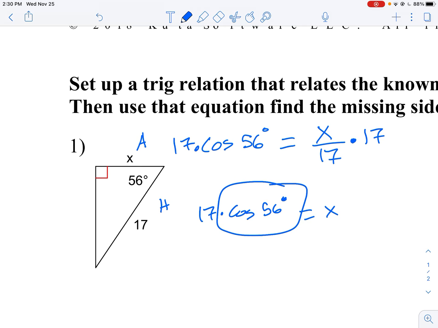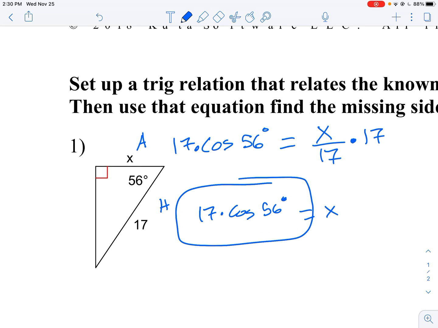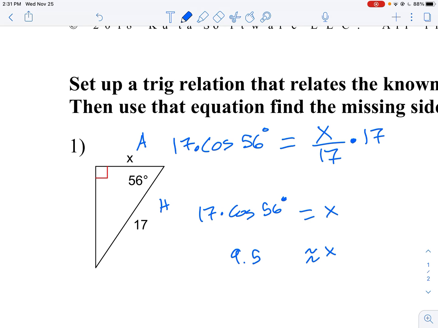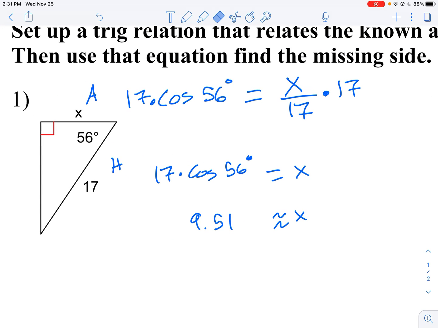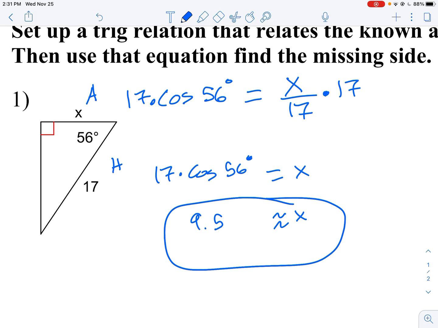And this is something you can put in your calculator. In fact, you can put the entire right side here in your calculator, and it's going to be an infinitely long decimal. So I'm going to get an approximation for x. I'm going to punch it in my calculator, 17 times cosine of 56 degrees. And I get about 9.50627. It kind of goes on forever. So I'm going to round that off to be 9.51. I want you guys to round to the nearest tenth, so I'm going to round to my first decimal place instead of my second one. And voila, I have my side length.